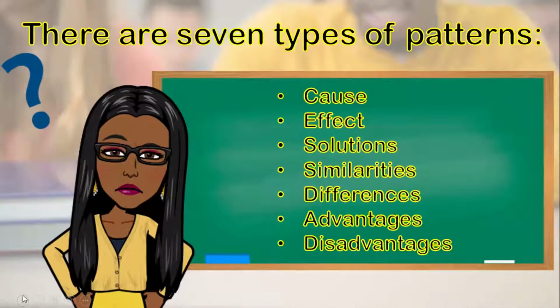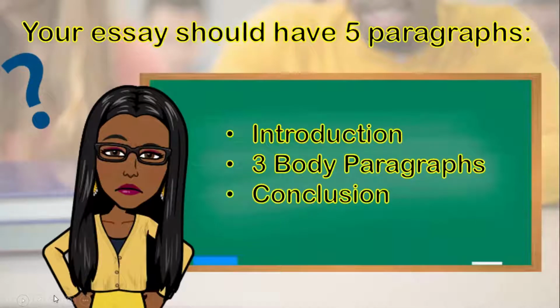Here are 7 types of patterns that we normally use for the BJC: cause, effect, solutions, similarities, differences, advantages, and disadvantages. When you are writing your essay, it is important for you to have 5 body paragraphs. The first paragraph should be your introduction, then 3 main body paragraphs that will be used to discuss your points presented in the introduction, and your conclusion.